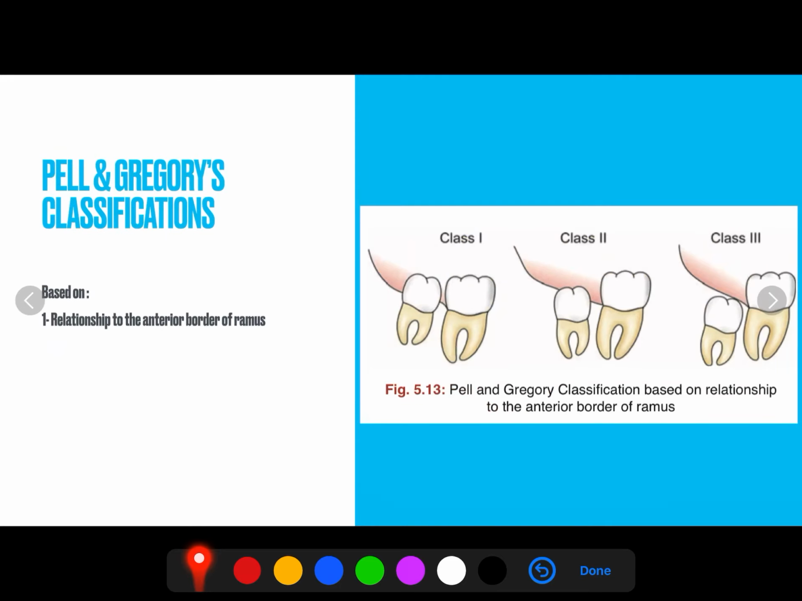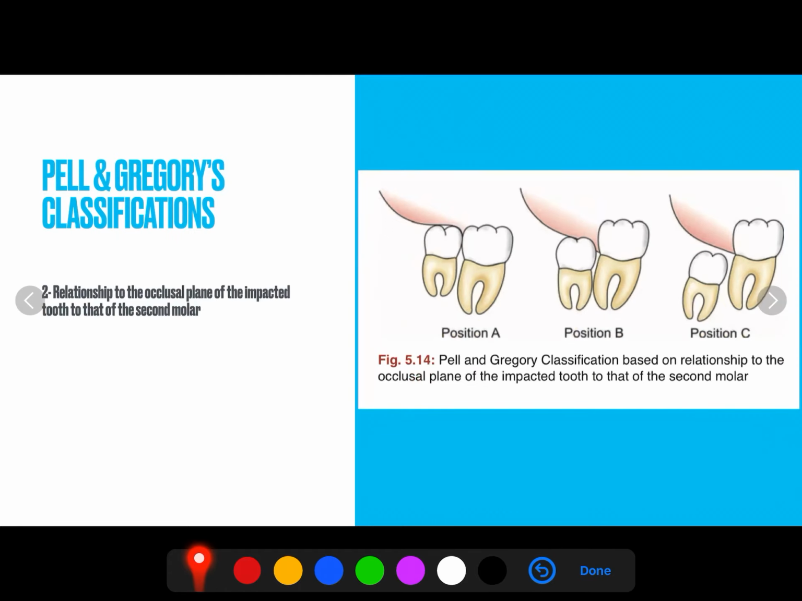Then we have the Pell and Gregory classification, which is based on two relationships. The first one is to the anterior border of the ramus, where we have class 1, which is sufficient space available anterior to the anterior border of the ramus for the third molar to erupt. In class 2, the space available is less than the mesiodistal width of the crown of the third molar. And in class 3, all or most of the third molar is embedded in the ramus.